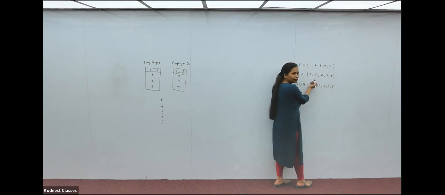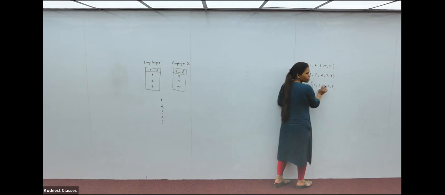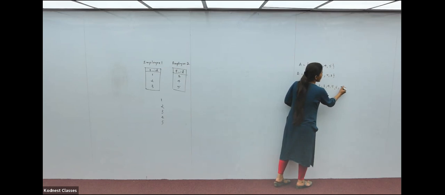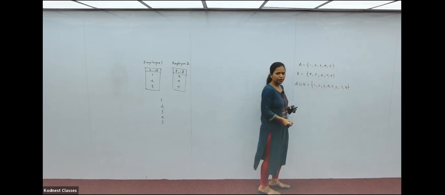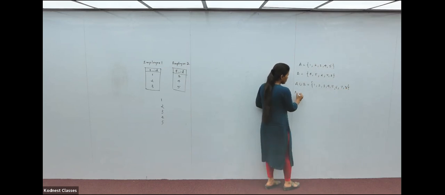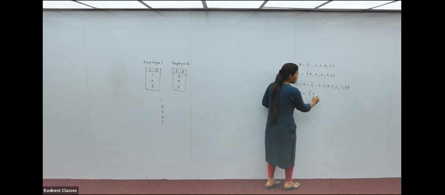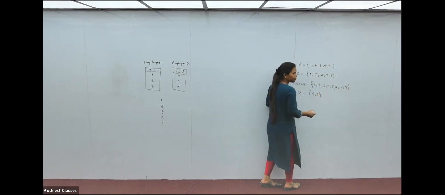And if a value is repeated, if it is common, only once it will be present. So 4 and 5 are already present, so it will only be one copy. Then 6, 7, 8. This is what will happen. Same way, if you perform intersection, what will happen? Only common values: 4, 5.